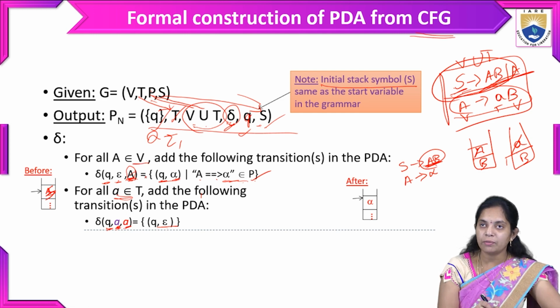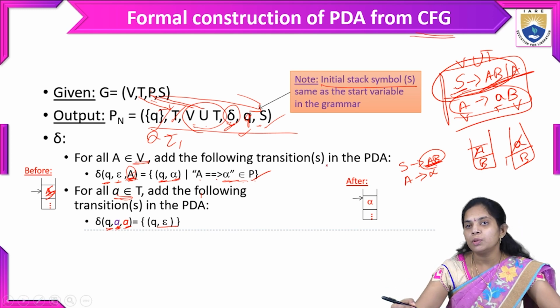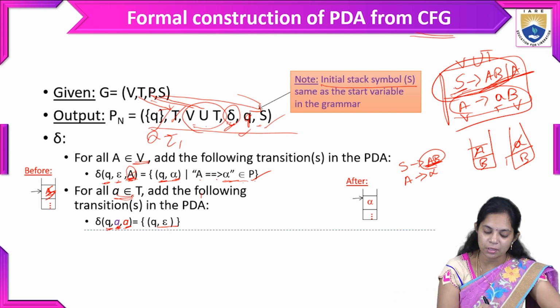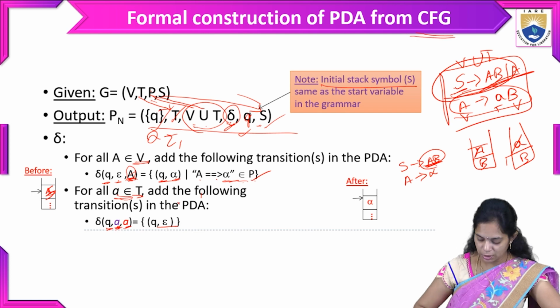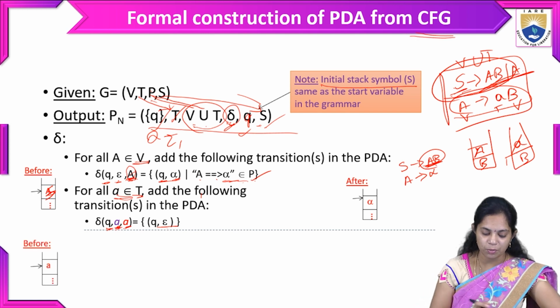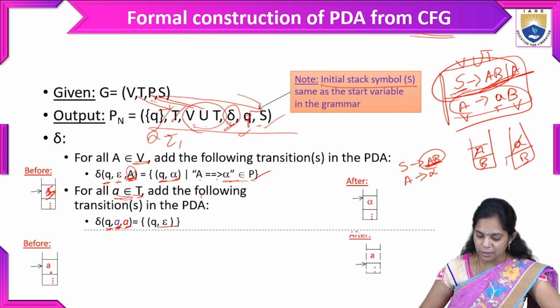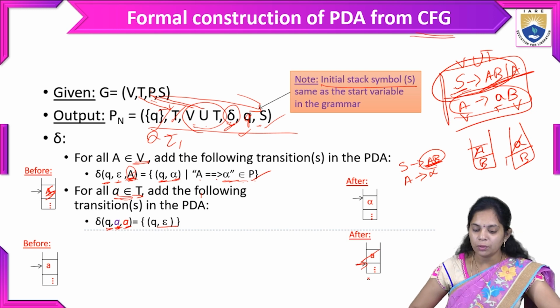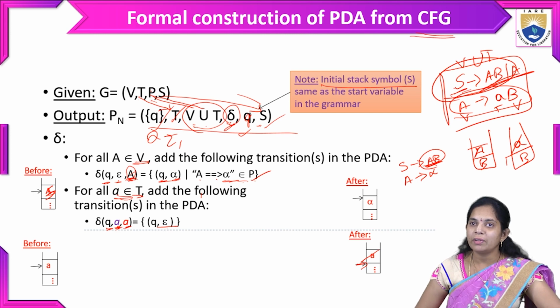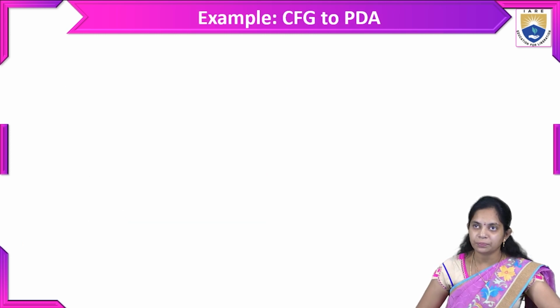Whenever it is a non-terminal, we have to push the symbols into the stack, and whenever the terminal appears and it is matching the input symbols, we have to pop the top of the stack symbol. So before, A is there, and after this, the arrow mark is nothing but A is popped, so the top of the stack symbol is down to A. This is how we have to convert to push down automata. It is a formal construction. So let's see this construction with an example.